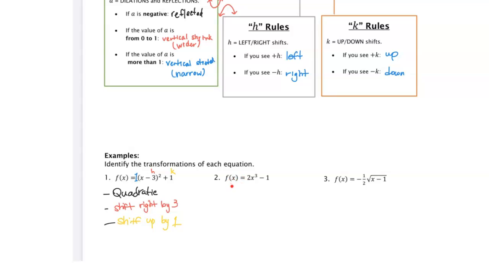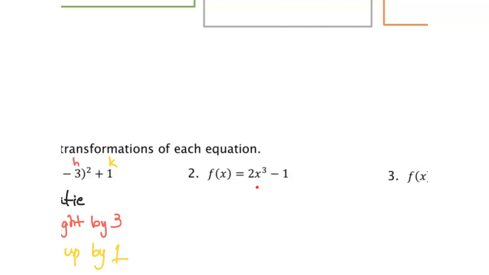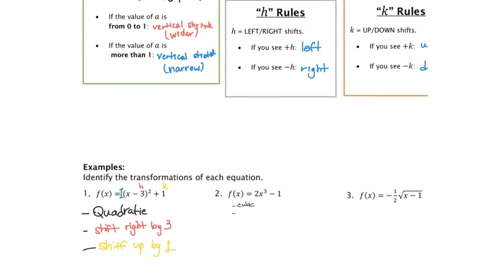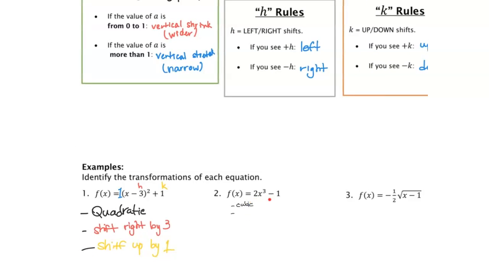Let's try number 2. F of x equals 2 times x cubed minus 1. First, let's figure out which family we're in. We have an exponent of a 3, so we are a part of the cubic family. It's a cubic. The next thing we're going to look at is our A. Our A comes in front of our x cubed in this case. So here we have our A value, and our A value is a 2.